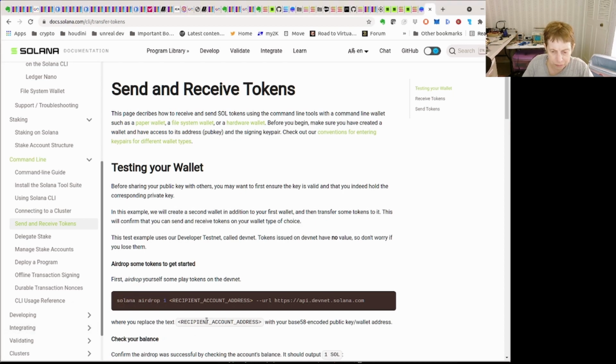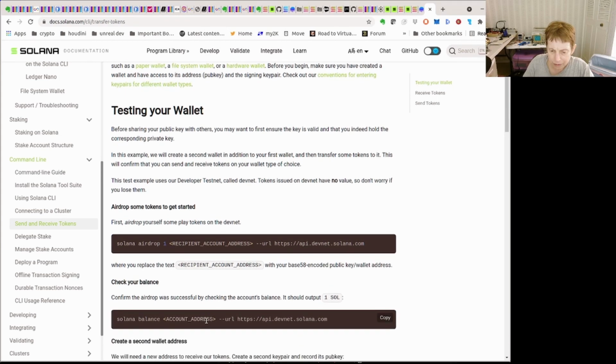And now we can check our balance. We should see 1 SOL. Let's do, this will make it a little quicker. Just get rid of, and whoop, I do need that N.